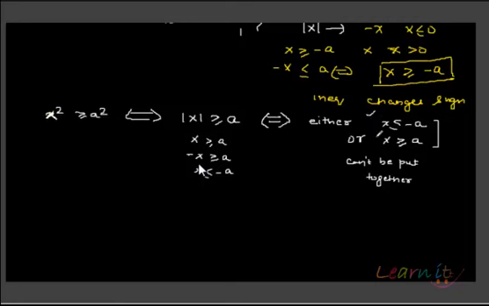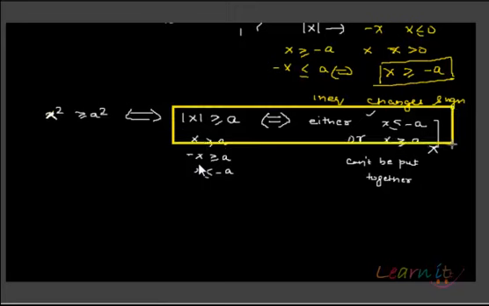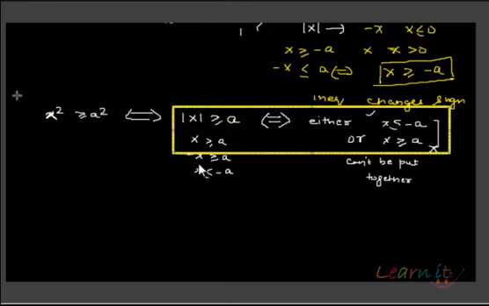I mean, if you take a as, say, 2, both the things can't happen together, right? x is less than or equal to minus 2 means minus 3, minus 4 and so on and so forth. And x is greater than or equal to 2 means 3, 4. So both the things can't happen together. Okay, so now we can also look at the strict inequalities.